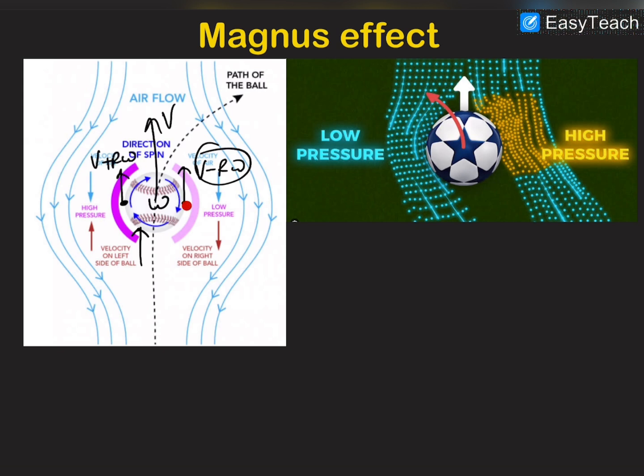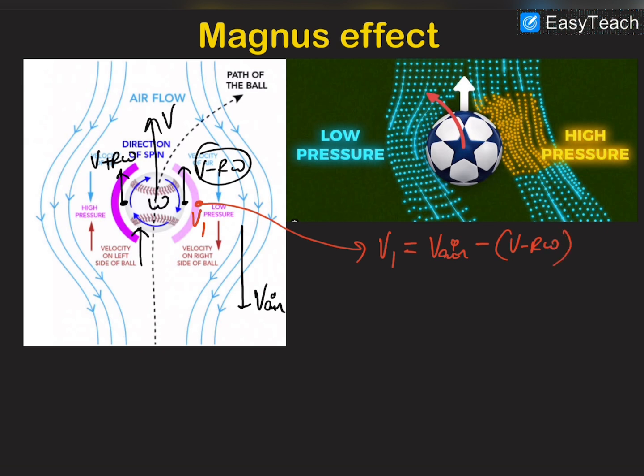Because at this point r omega is pointing in the backward direction, and v is pointing in the forward direction, while at this point v and r omega are pointing in the same direction. Now let us suppose that the velocity of air is v air at this point. We know that the ball will drag the air, and at this point the net velocity of the air becomes v1. Net velocity means the velocity after the drag, so net velocity will be v air minus drag velocity. Let us assume that the drag velocity is the same as this velocity, so this is v minus r omega.